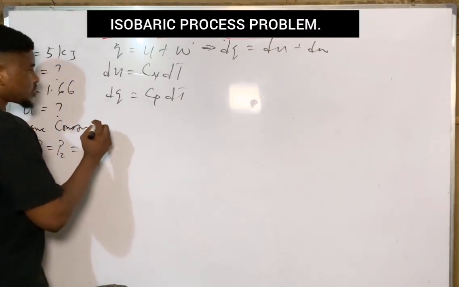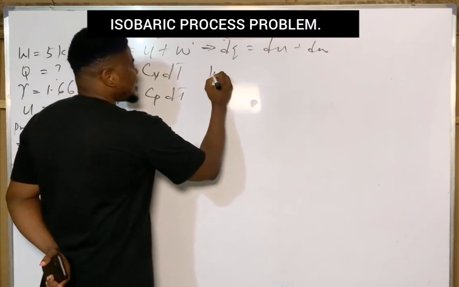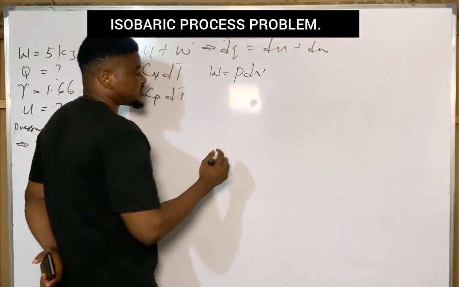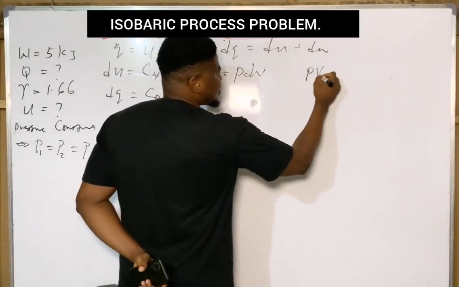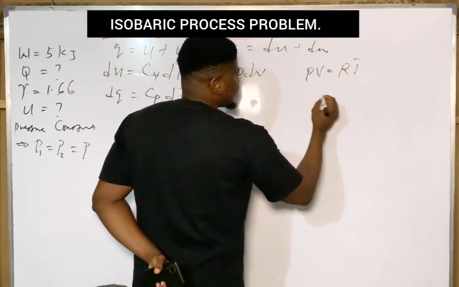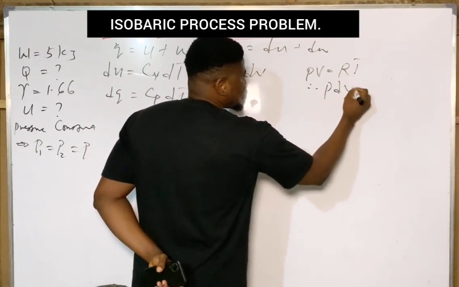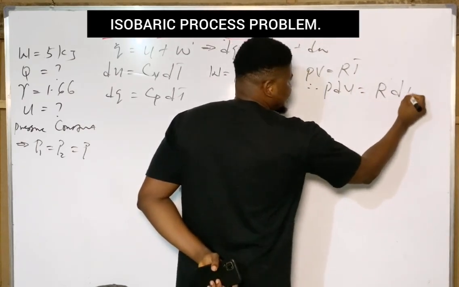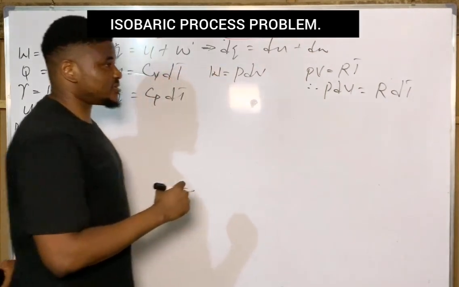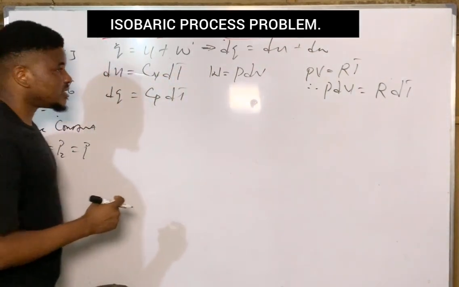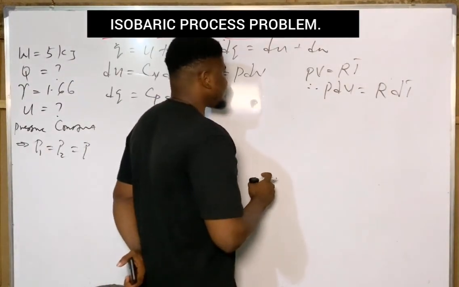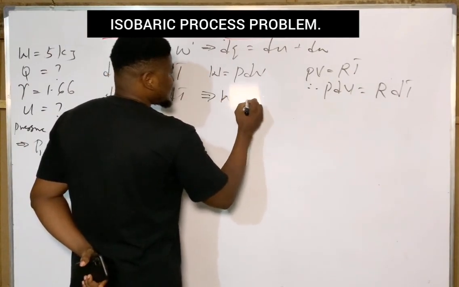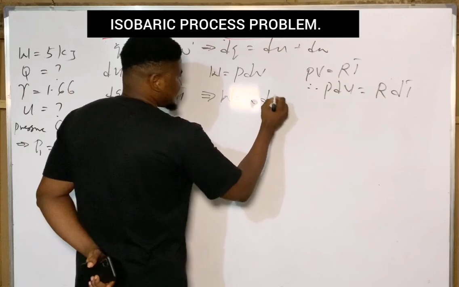Now our work done is equal to P dV, and we know the equation of state, PV equals RT. Therefore, P dV is going to be equal to R dT, because R is a constant. So P dV becomes R dT. So this simply means that our work done is going to be equal to R dT.